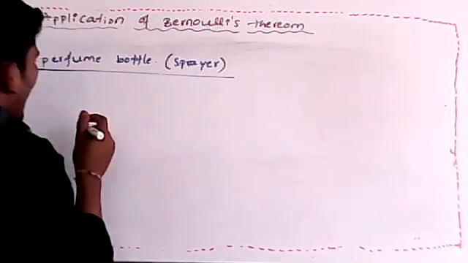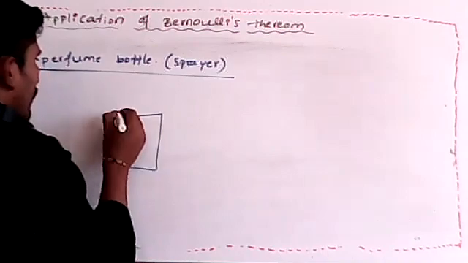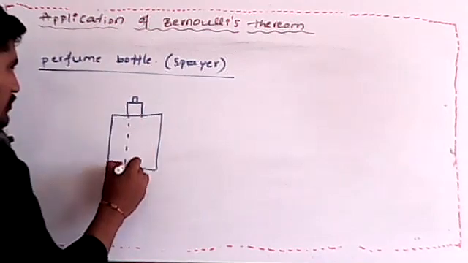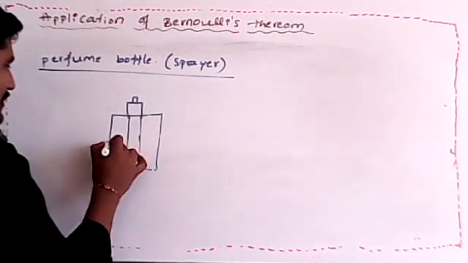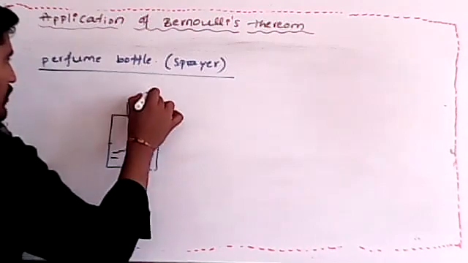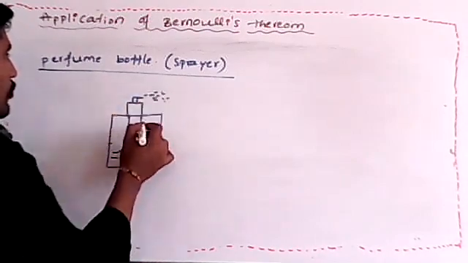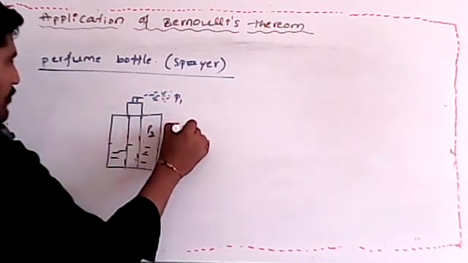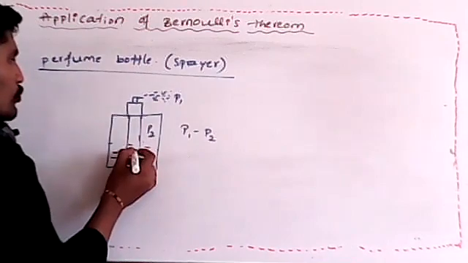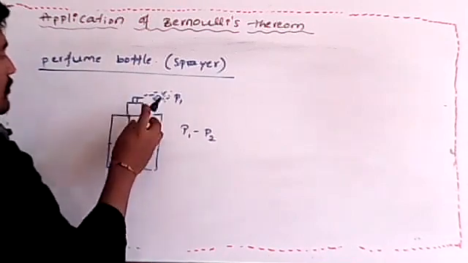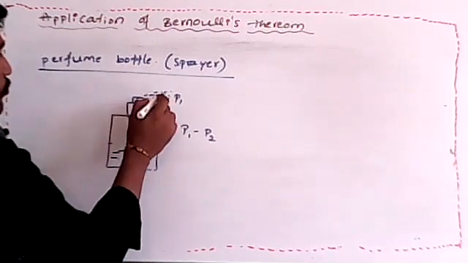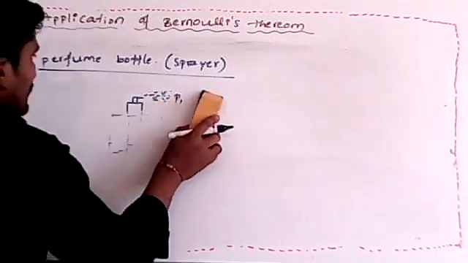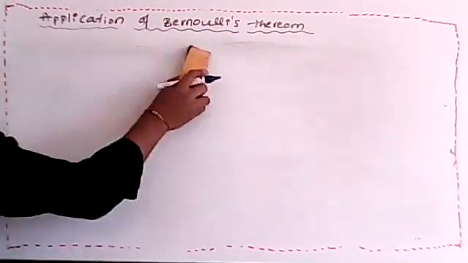For example, let me take a spray bottle like this. Once I press this, whatever liquid is inside this bottle will come out with a larger pressure. Here, due to the pressure difference between P1 and P2, water drops will come out with a greater speed. In the same way, we can see the same phenomenon in this way.